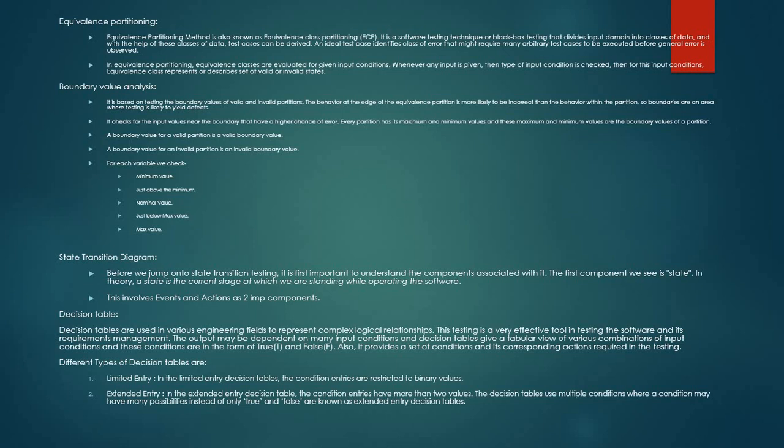So what is equivalence partitioning? Equivalence partitioning is a method also known as equivalence class partitioning. In software testing or black box testing, the data you're receiving is split into two halves, and when you give an input, you give both kinds of inputs. In equivalence partitioning, classes are evaluated for the given conditions. Whenever any input is given, the type of input condition is checked, and for input conditions, the equivalence class describes the set of valid and invalid inputs.